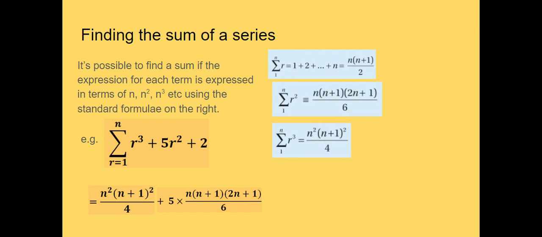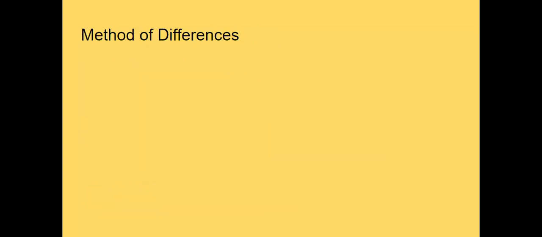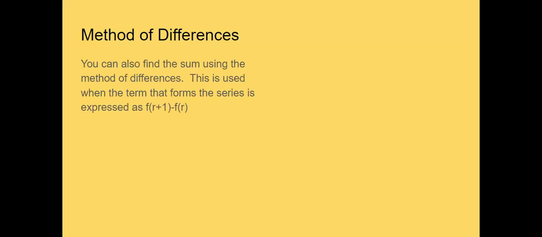We've got n terms in the sequence, and each term has got a 2 added on. So altogether we've got n lots of 2. But there's other series that we have to find the sum of in further maths, and they don't always fit in with these standard formulae. Let's look at an example.